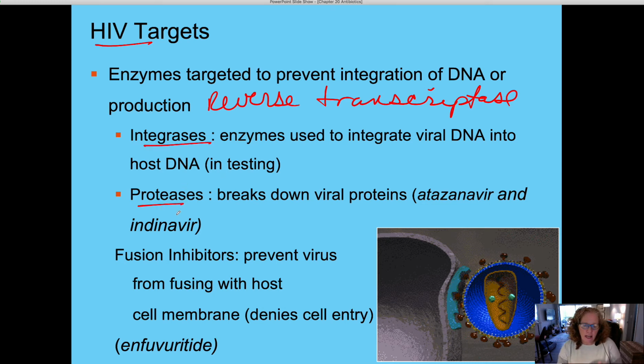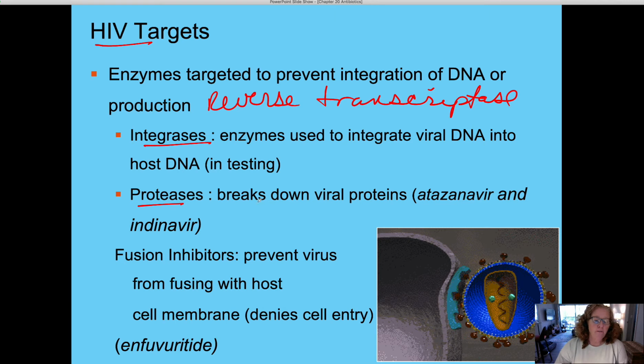HIV, in order to get everything started once it infects a cell, actually brings its own enzyme with it to kind of kickstart things. It's called a protease. And what the protease does is it breaks down host proteins and helps to activate viral proteins, as well as break down the capsid around the HIV genetic material in order to get the HIV genetic material where it needs to be to get initiated.